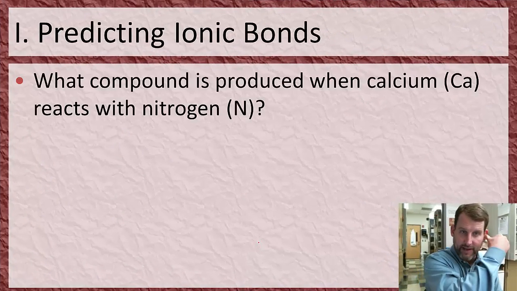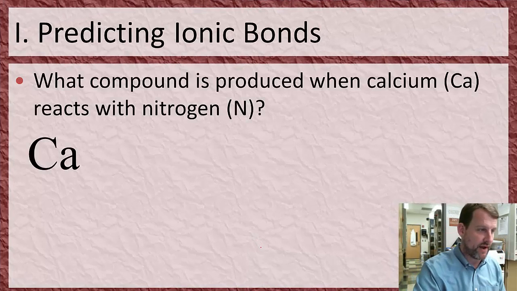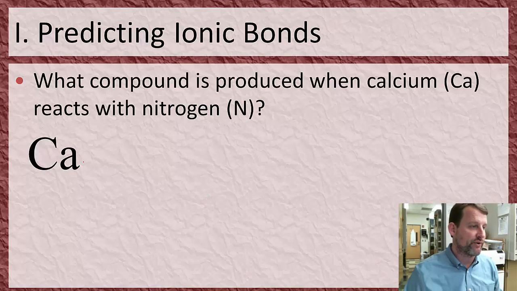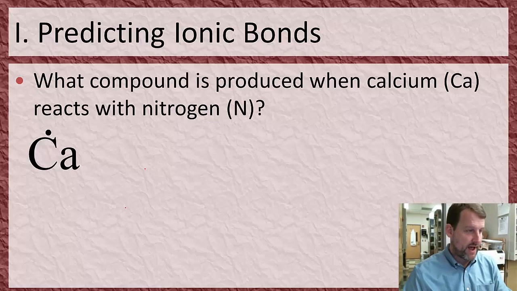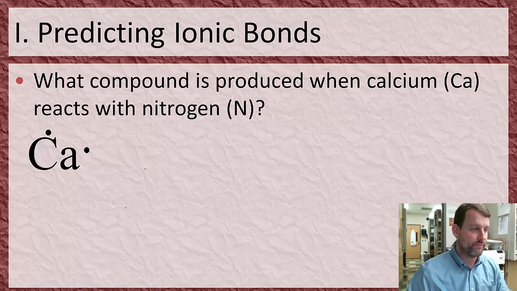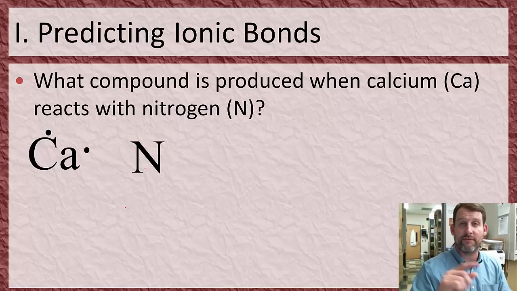Okay. Let's look at a more complicated one when calcium reacts with nitrogen. So I look up calcium. It's a group 2 element. So it's going to have 2 valence electrons, right? And then I look up nitrogen, and it's a group 5 element. So it has 5 valence electrons, 1, 2, 3, 4, and then pair up for 5.